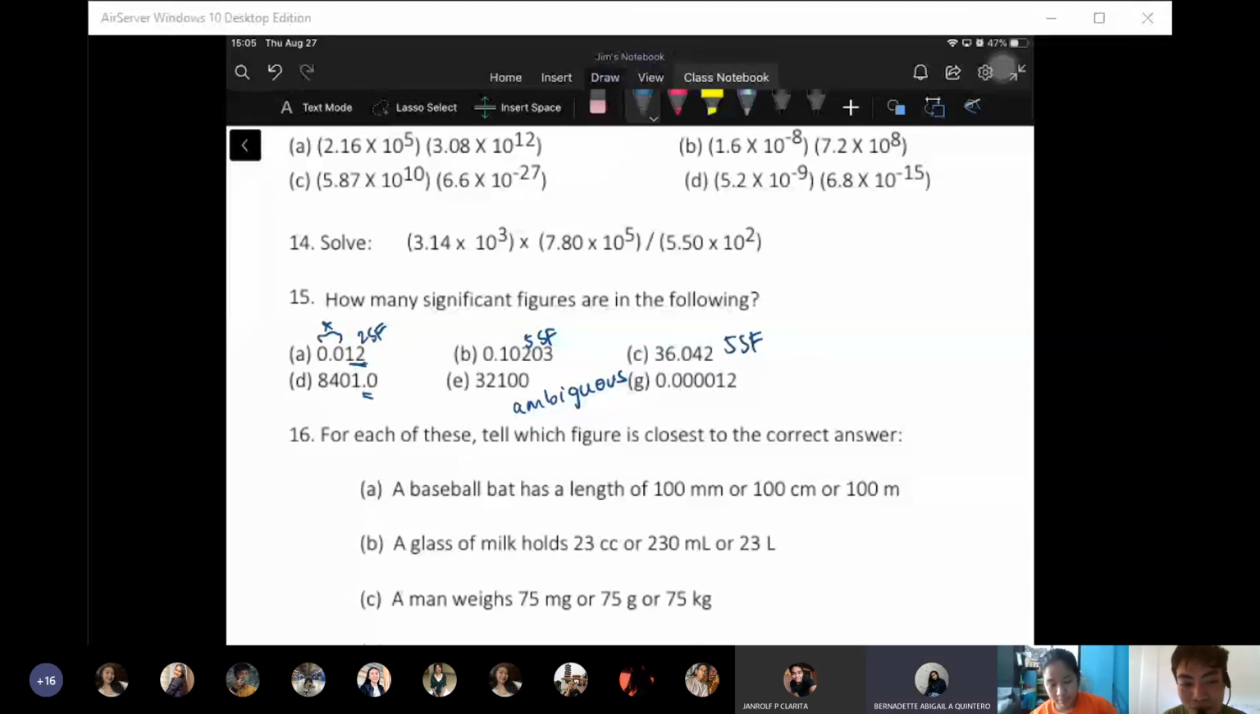So, paano inaayos yung ambiguous ulit? Nilalagyan po ng decimal point. Okay na. One way to fix ambiguous cases is lagyan ng decimal point o kaya scientific notation. So, letter G. Dalawa lang, kasi leading zeros are not significant.